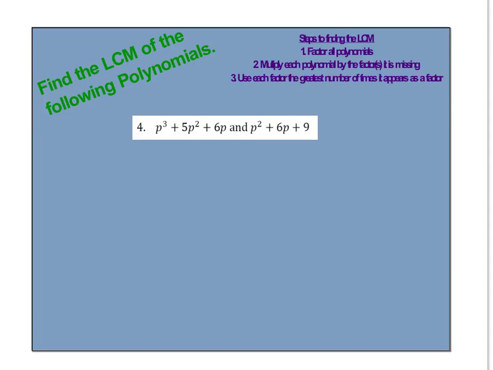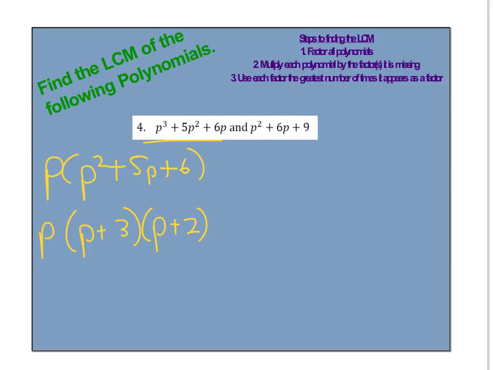So here, my first instinct would be I'm no longer dealing with one-term things. Now I've got multiple-term things. So I'm going to take this first one, and I notice right away that I can factor out p. Then I believe I can factor that into p plus 3 and p plus 2. Now on the other side, nothing can be factored out right away, but that will be p plus 3 times p plus 3.